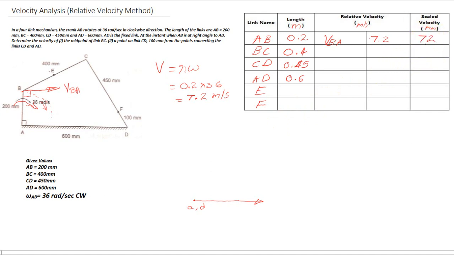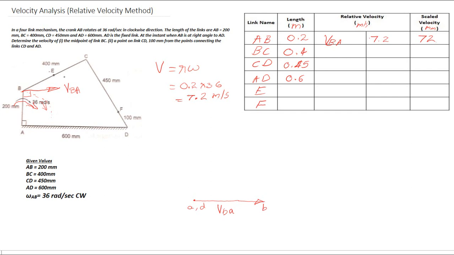So I am marking the dimensions of the velocity diagram over here. It will be much easier for your calculations if you follow this particular format of table. Okay, so I have drawn A, D as the fixed point. Then I have drawn this velocity vector which is perpendicular to the link AB, and that value will be VBA, velocity of B with respect to A.